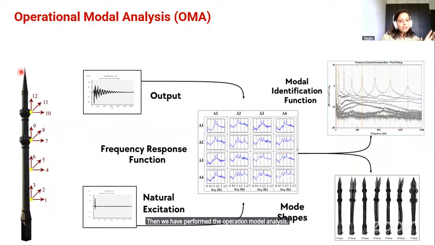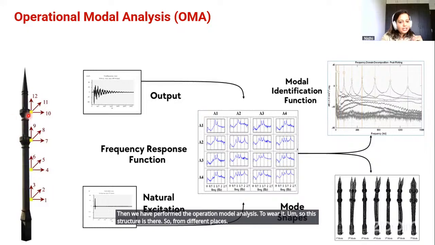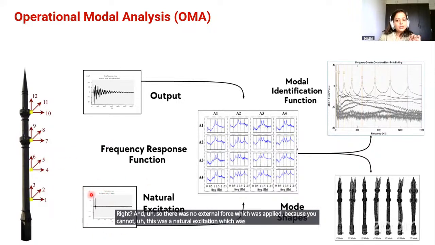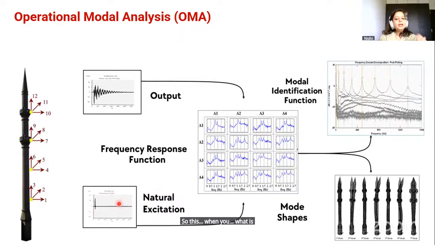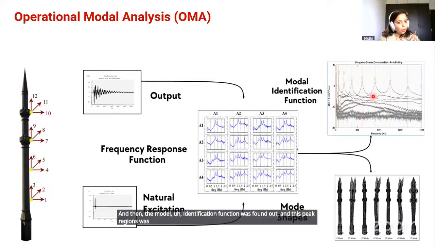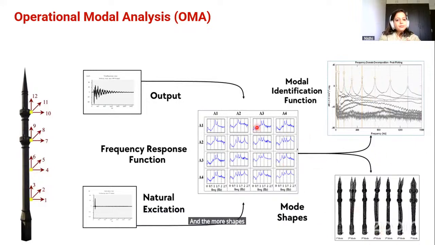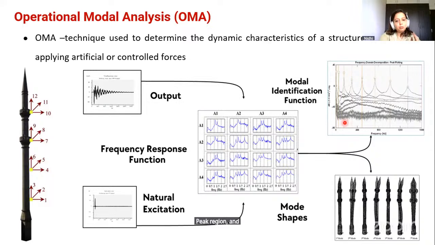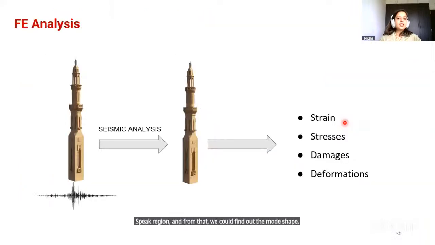So the structure is there, and from different locations we take this data. No external force was applied because we cannot; natural excitation was used. The frequency response due to this natural excitation was noted, and then the mode identification function was found, and the peak regions were noted as modes, and the mode shapes were plotted. So we filtered the data, found the peak regions, and from that we could find the mode shapes.